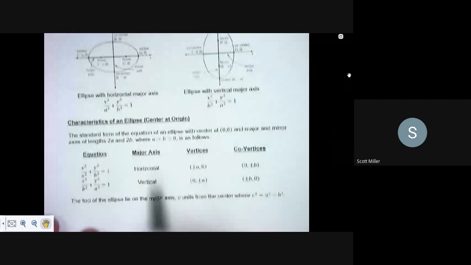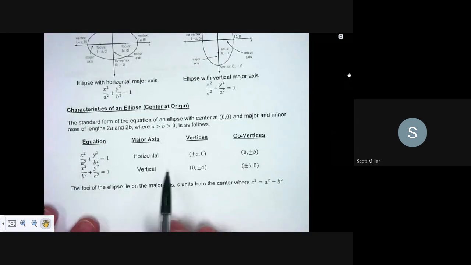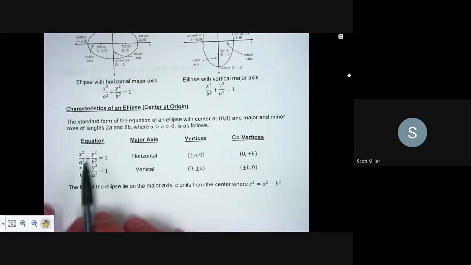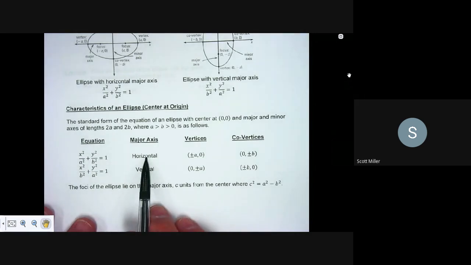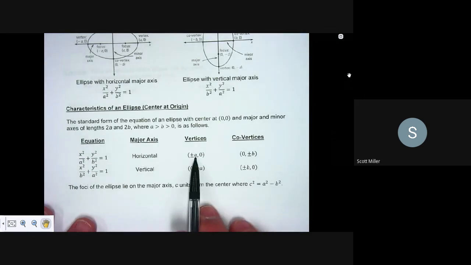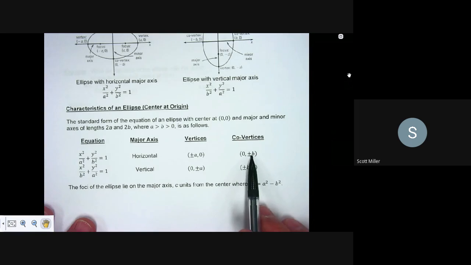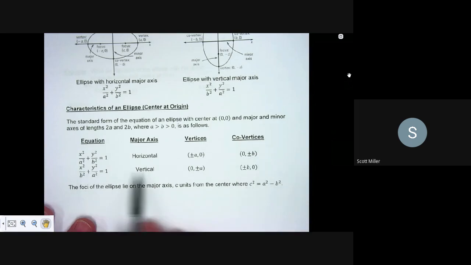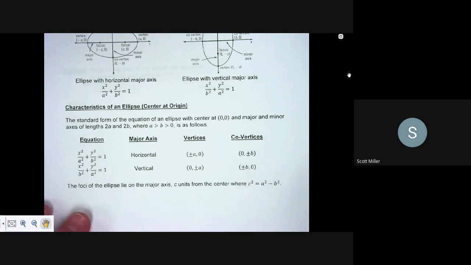Here's our layout for our equations. You can take a look at that. So if A is larger and it's under the x, then it'll be a horizontal major axis. The vertices will be at these two points, and the co-vertices will be at those points. And likewise for the vertical. In this case, C, the units from the center where the foci are, is given by C squared equals A squared minus B squared. So you want to make sure that you remember that little change there.